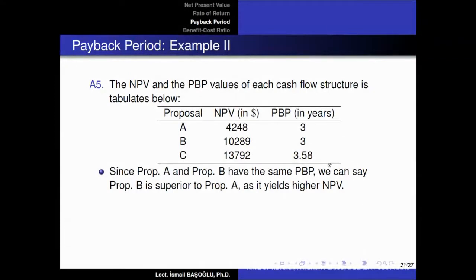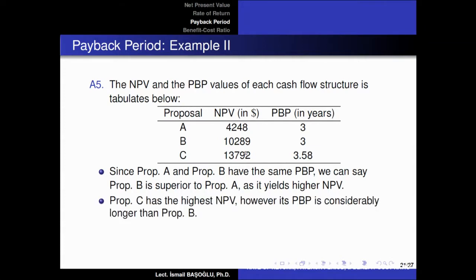Now you see proposal A has a net present value which is a lot less than proposals B and C. And if you check the payback periods, they are 3 years. If we have two exact payback periods of 3 years here, of course, I would always choose proposal B over proposal A. So proposal B is definitely better than proposal A. So I need to compare proposal B with proposal C. Now, proposal C has the highest net present value. Therefore, it seems better than proposal B.